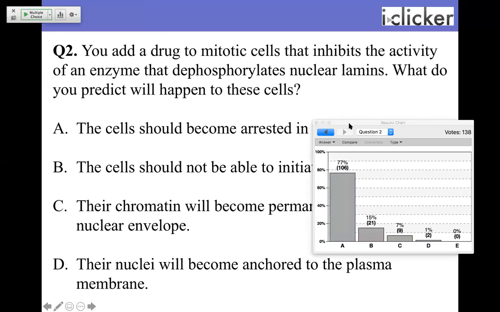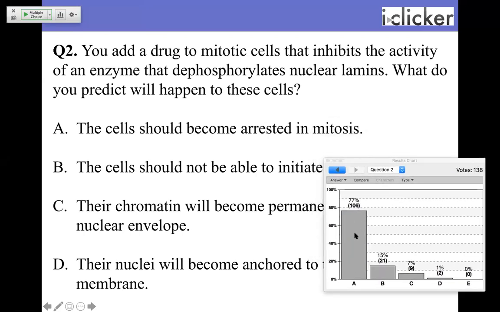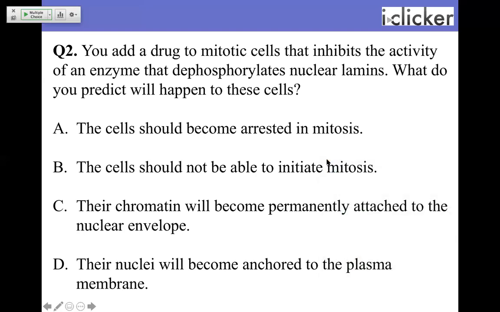And what we'd expect to happen is that the cells will be arrested in mitosis. Arrested means it will stop. It will come to a stop because when the lamins are phosphorylated, the cell will be able to initiate mitosis. But if the lamins cannot be dephosphorylated, then the cell will be stuck in the middle of mitosis. It won't be able to complete telophase. It won't be able to complete cytokinesis. It will be stuck in the middle of mitosis, right?